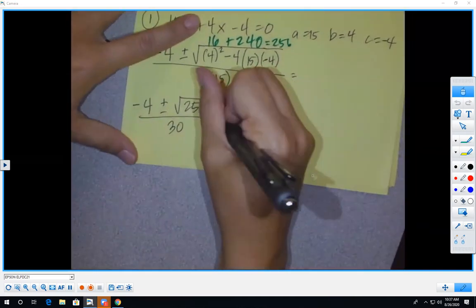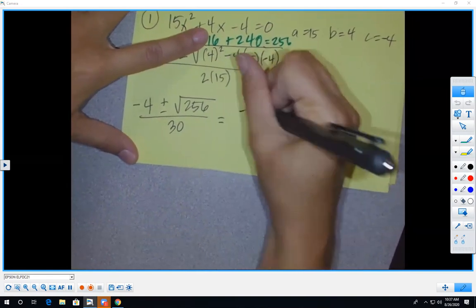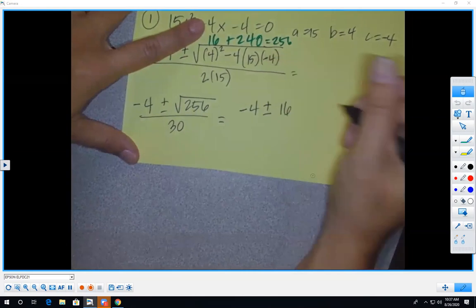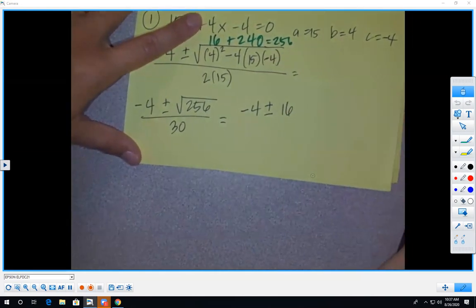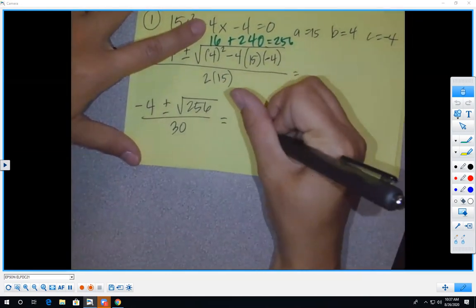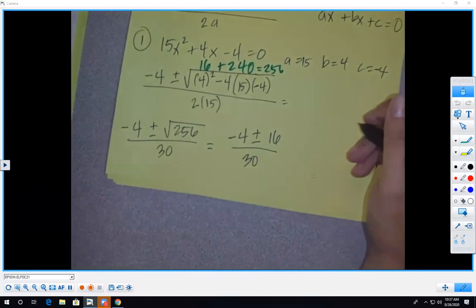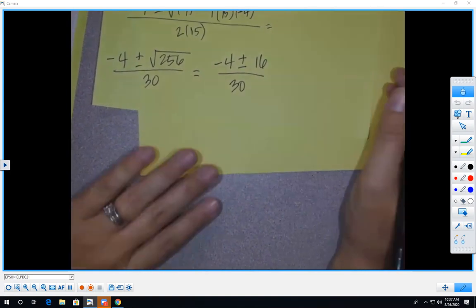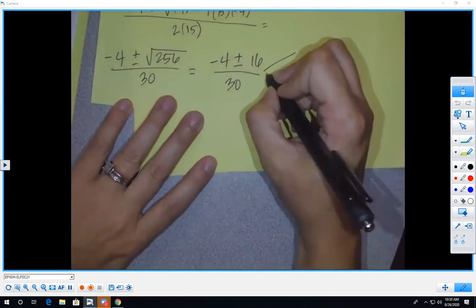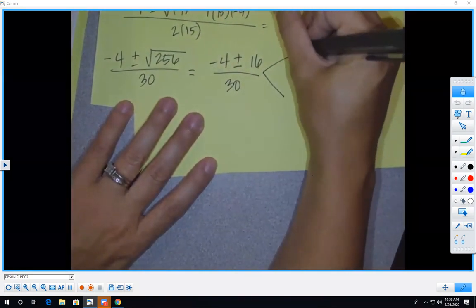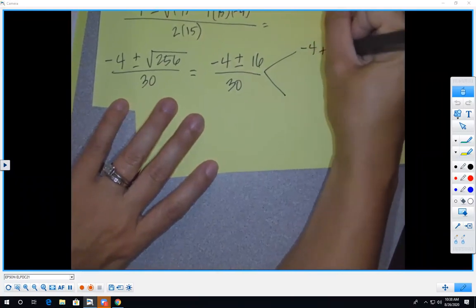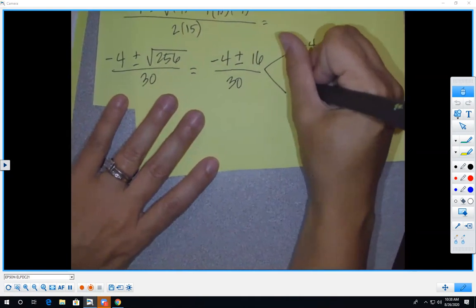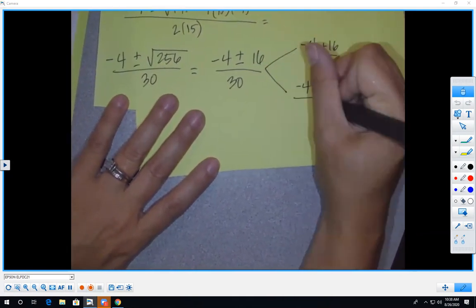Okay. So this becomes negative 4 plus or minus the square root of 256 is 16. You don't write your square root sign anymore because you already took the square root, over 30. That is 2 answers there. We need to break it apart and get the 2 answers. One of those problems is negative 4 plus 16 divided by 30. The other problem is negative 4 minus 16 divided by 30.